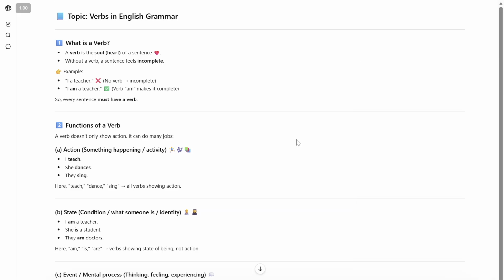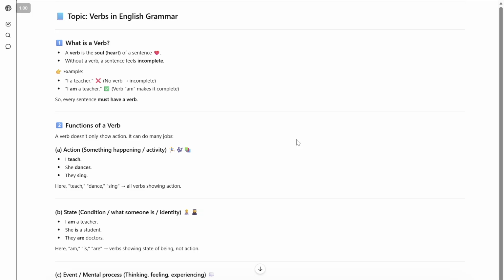I'll explain in English only with examples, emojis, and a neat structure. Topic: verbs in English grammar. What is a verb? A verb is the soul and heart of a sentence. Without a verb, a sentence feels incomplete. Example: "I a teacher." No verb, incomplete. "I am a teacher." The verb "am" makes it complete, so every sentence must have a verb.